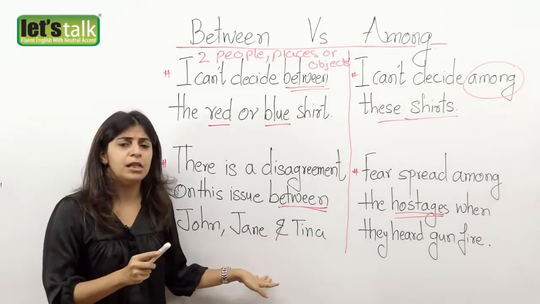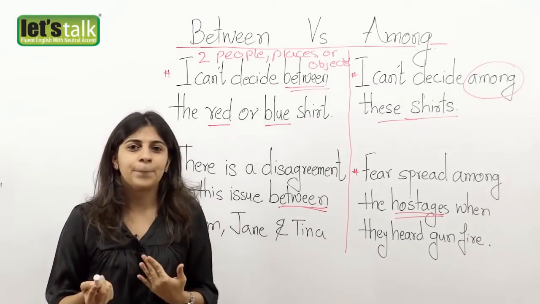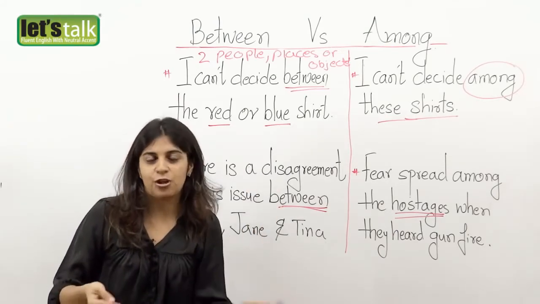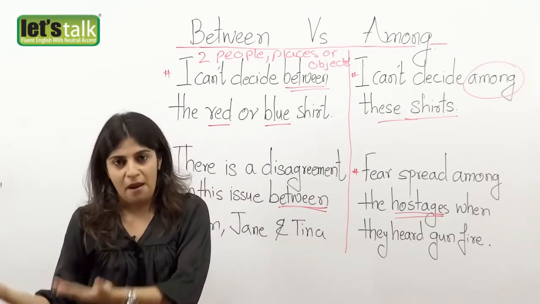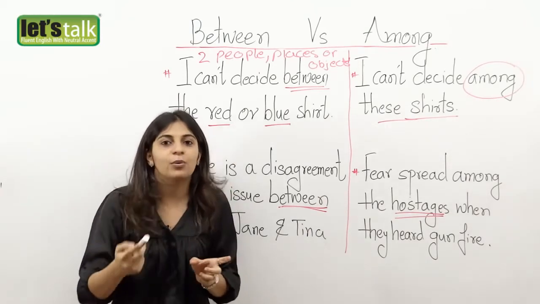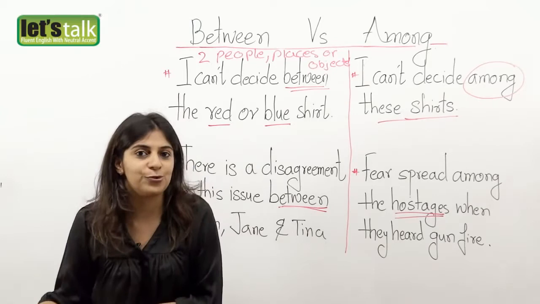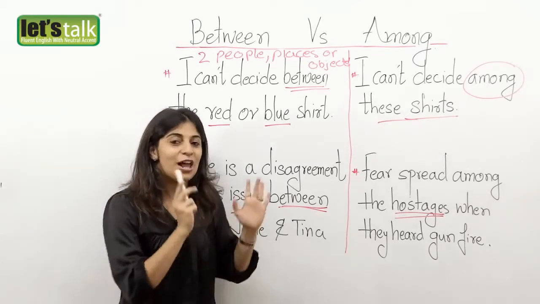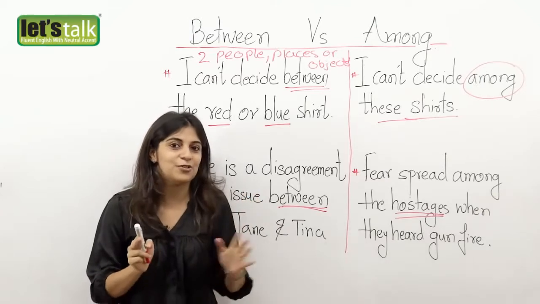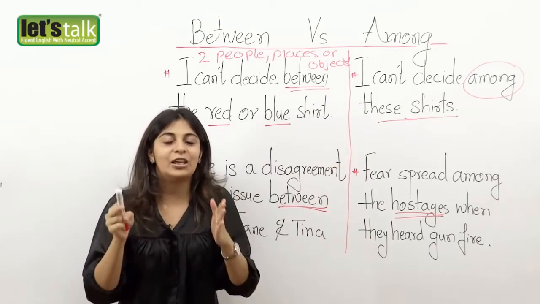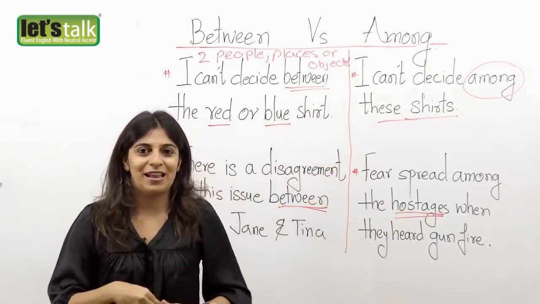For example, if I had to say that I am confused between the countries Egypt, Australia, and America for my vacation, here I'm specifically telling you about the countries I am confused about. And that's why I use the word between. Alright? So I hope you understood the difference between the words between and among, and when exactly you use them.